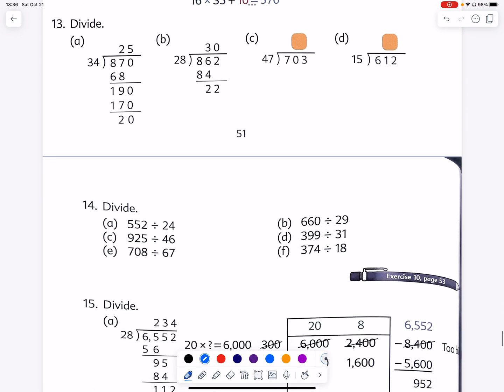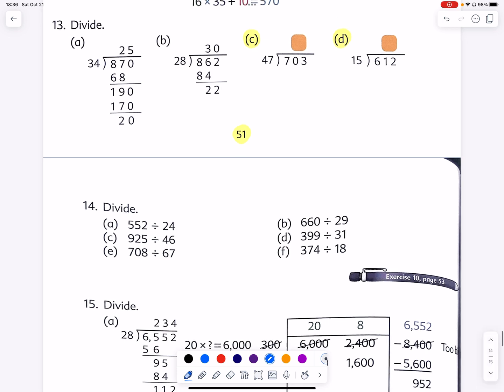Let's go to the bottom of page 51. Let's solve C and D. I'm on page 51, C and D. I like C and D. Let's go. 703 divided by 47. Well, let's first ask, does 47 go into 7? Of course not. But 47 goes into 70. How many times? Clearly only one time.